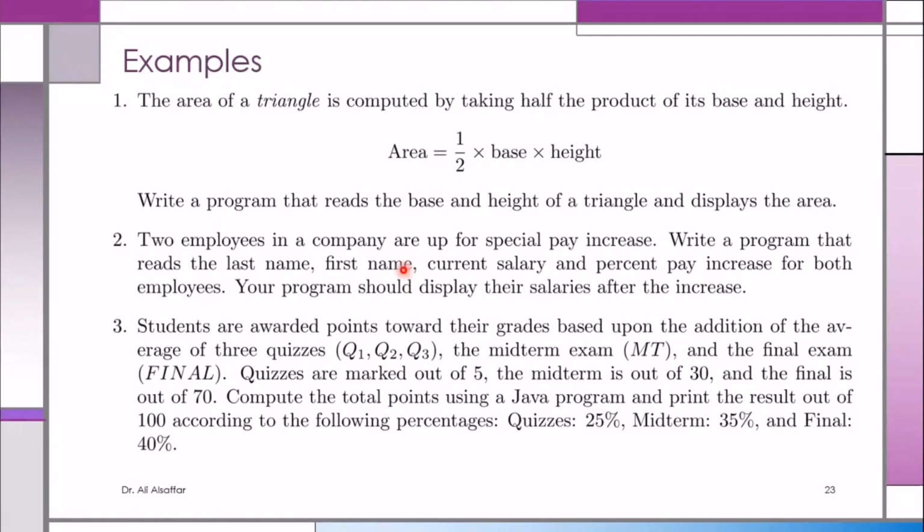Just one point, that if you want to read last name, which is one word, you need to use .next, not next line. And if you want to read the first name as one word, you use .next. Salary will be double, and percentage increase will be double. All of these will be input, and the output will be an equation that finds the percentage after you add the percentage increase to the salary.